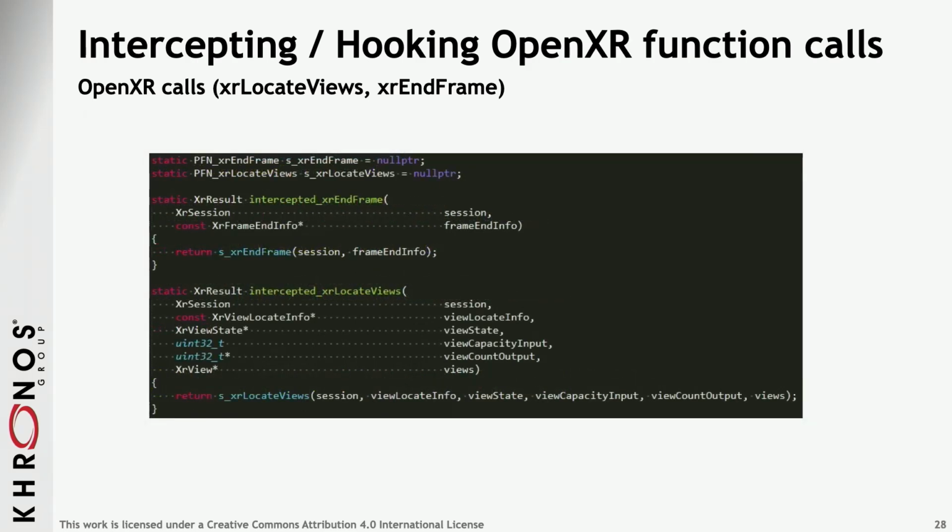Then we built some stub functions here for both of those, the intercepted xrLocateViews and xrEndFrame, and we're just calling straight through to the real one from OpenXR. So this is where we'll insert our changeFOB code, but for now we're just calling straight through.